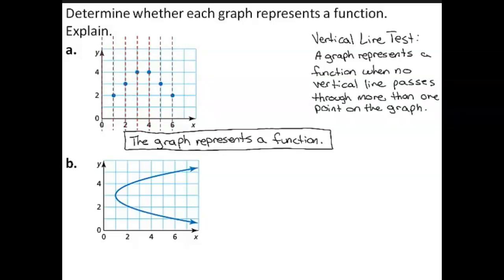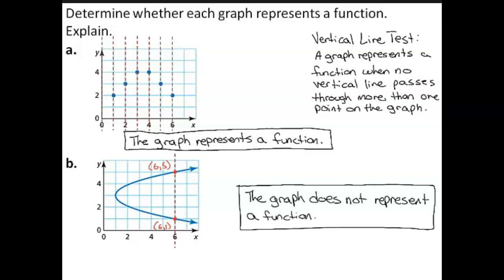Part B. Infinitely many lines can be drawn through 2 points on the graph, such as the line passing through the points 6, 1 and 6, 5. So the graph does not represent a function.